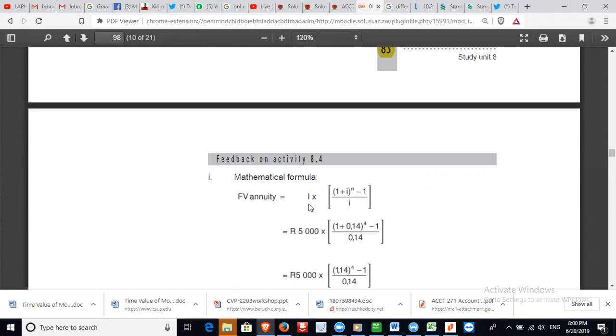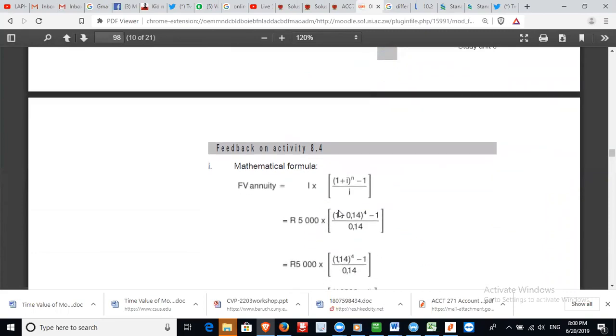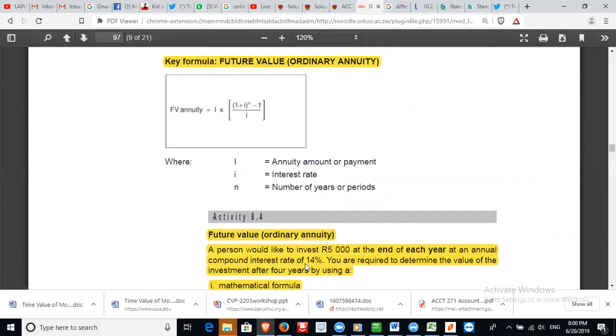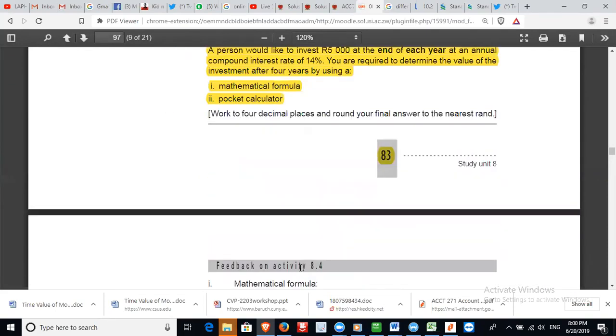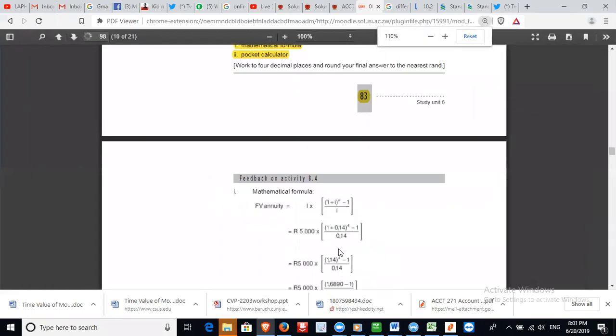We are saying the future value annuity is I multiplied by 1 plus i to the power n minus 1 over i, where we are investing how much? 5,000 at the end of each year. Then multiplied by 1 plus at what percent? 14% compound interest, minus 1. So what you need to do first is calculate 1.14 to the power 4. Are you together? You just say 1 point, let me increase the size.